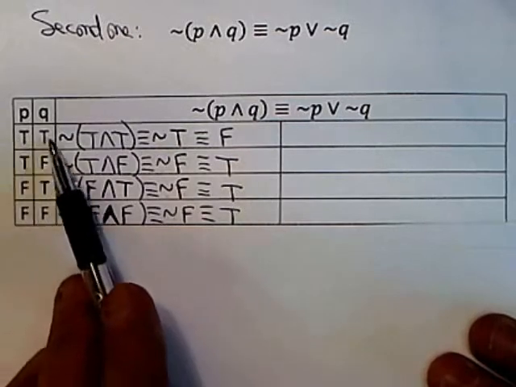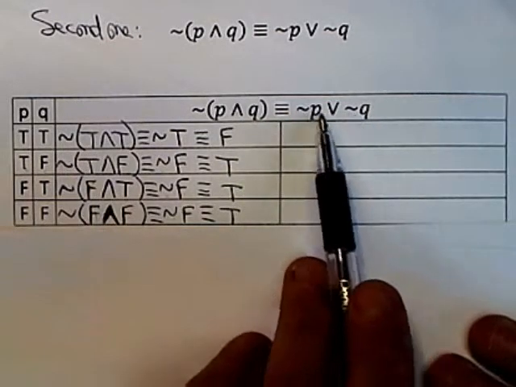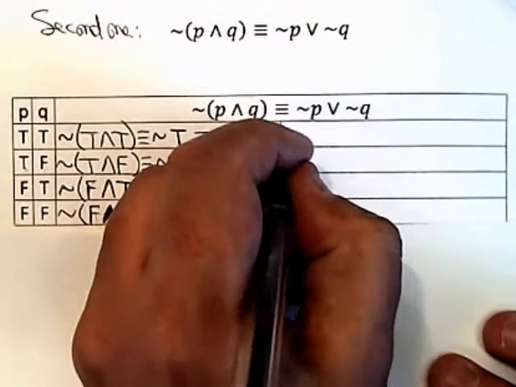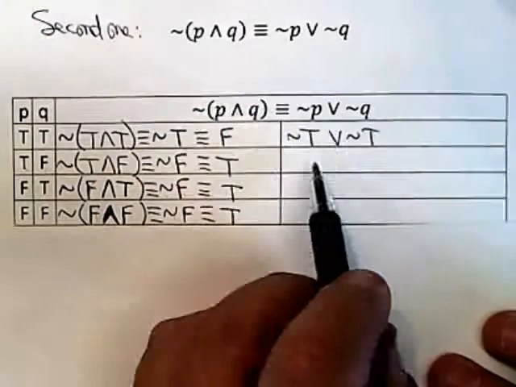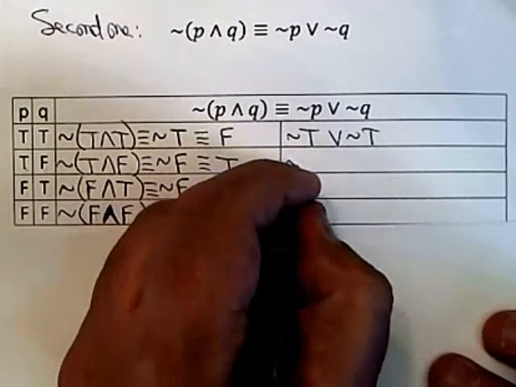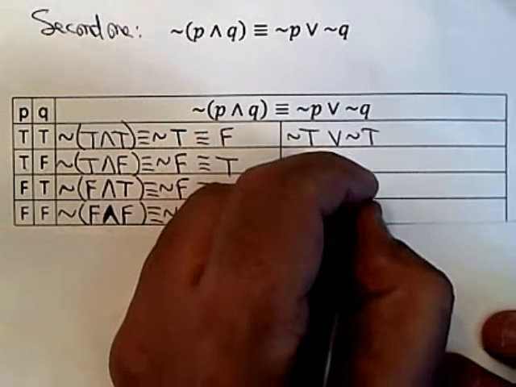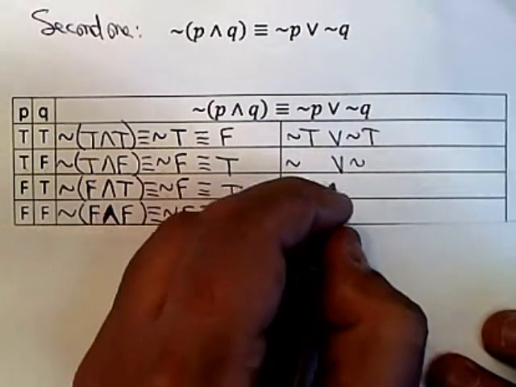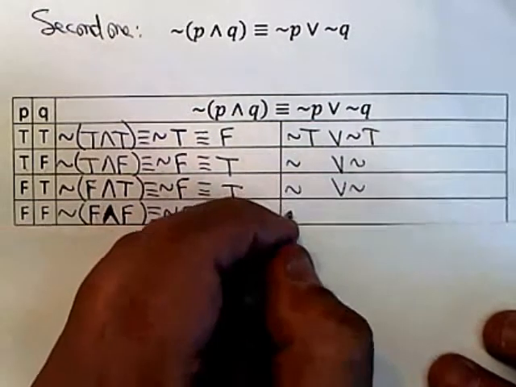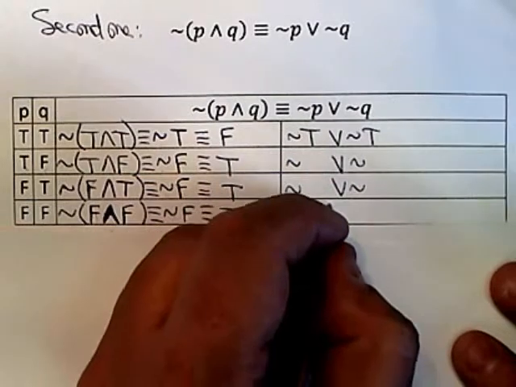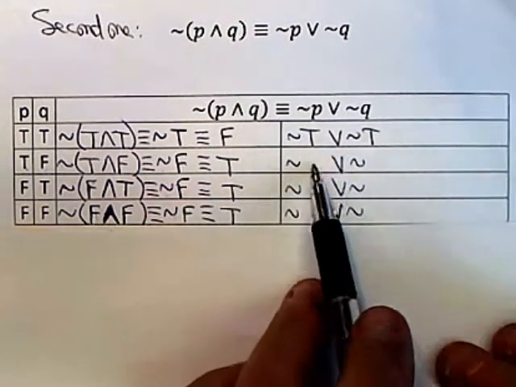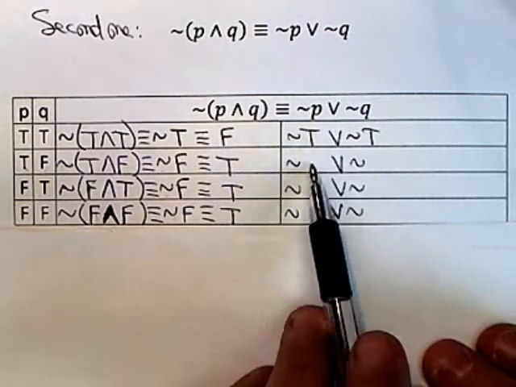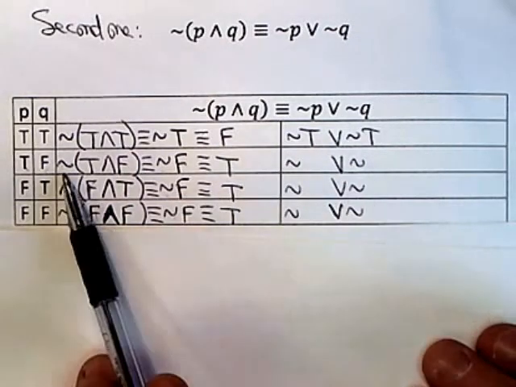So now I'm going to let P and Q both be true, but I'm going with this expression now, this statement. So that's the negation of true or the negation of true. And notice the pattern. There's going to be a negation and an or and a negation. That way I can just focus on the values of P and Q. I know everything else is going to stay the same.